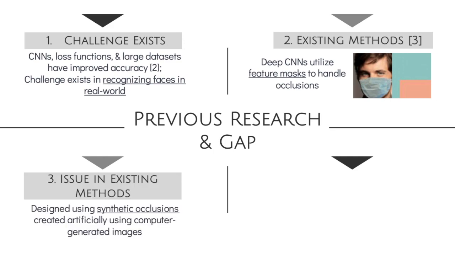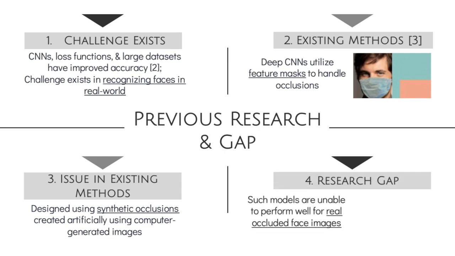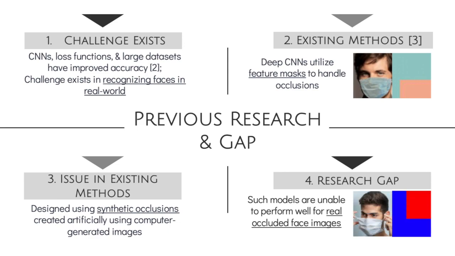However, you may notice that this image here is a synthetically occluded image which has the mask superimposed on the person's face. Therefore, such a model, when tested on real occluded face images, fails to provide a good feature mask. As you can see here, for this image, which is a real occluded image where a person is wearing a face mask, the model completely mispredicts the location of the occlusion.